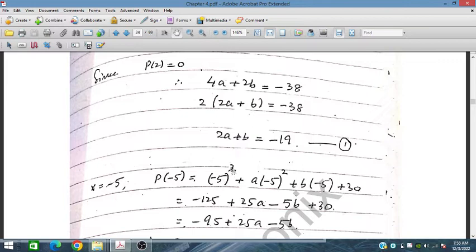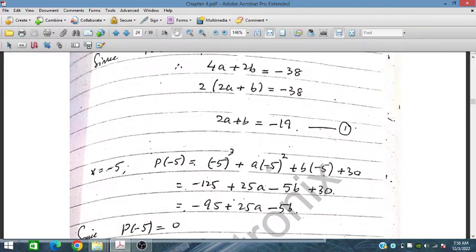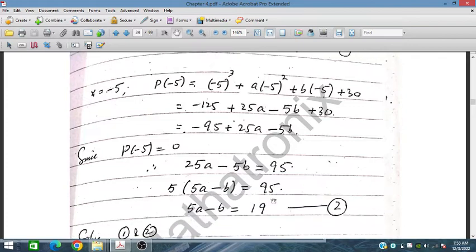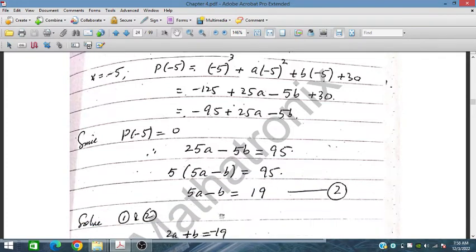So minus 5x cube plus minus 5 cube plus a minus 5 square plus b. Now simplify this by placing this minus 5 in place of x. So we have obtained this. Since x equals minus 5 is a root, this polynomial will be equal to 0. So on simplification we have obtained this.